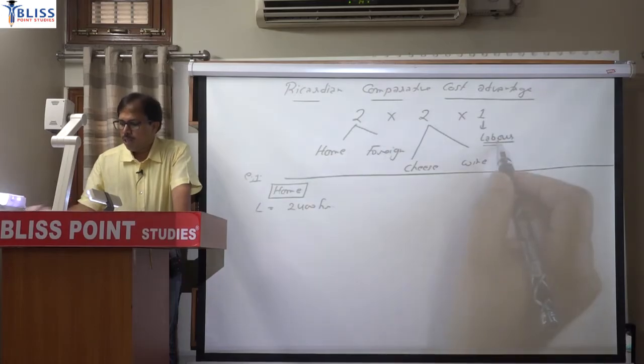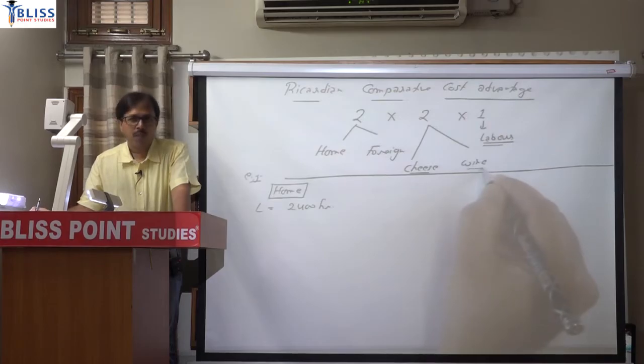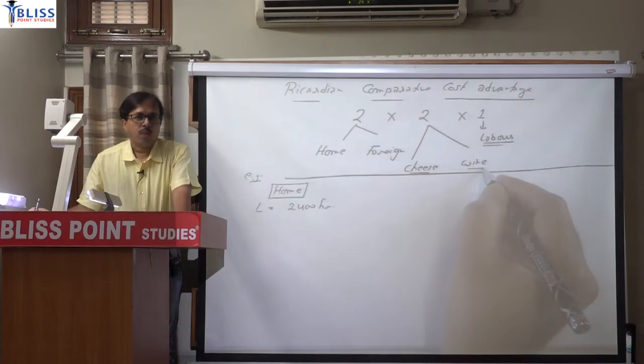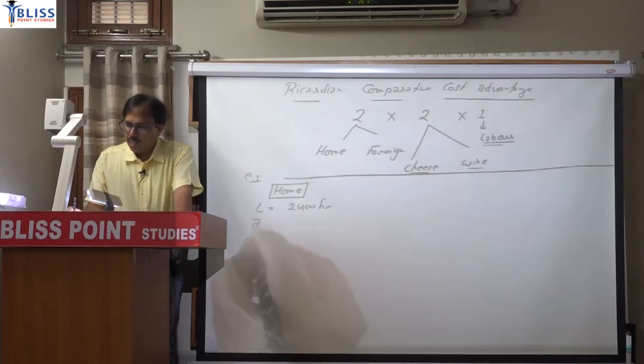In that 2400 hours, home country can produce cheese as well as wine. But how much quantity of cheese can it produce in 2400 hours? That depends upon the productivity of labor, that means how much output can be produced in 1 hour. That will determine how much quantity you can produce in 2400 hours. So I am writing a certain terminology, just focus on that. I am writing here ALC.